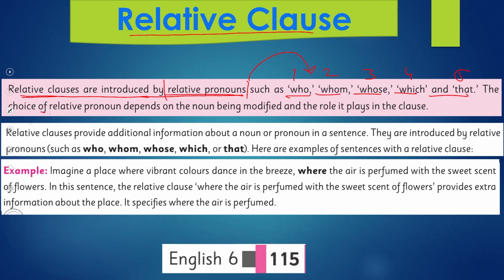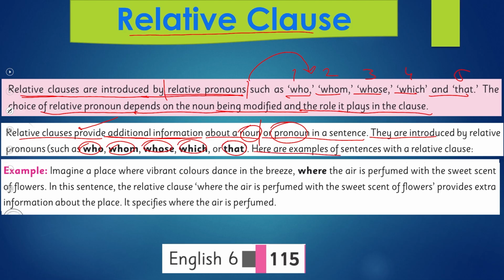The choice of relative pronoun depends on the noun being modified and the role it plays in the clause. Relative clauses provide additional information about a noun. So, this is the function of a relative clause. Whether it is a noun or pronoun, they are introduced by relative pronouns such as who, whom, whose, which or that.